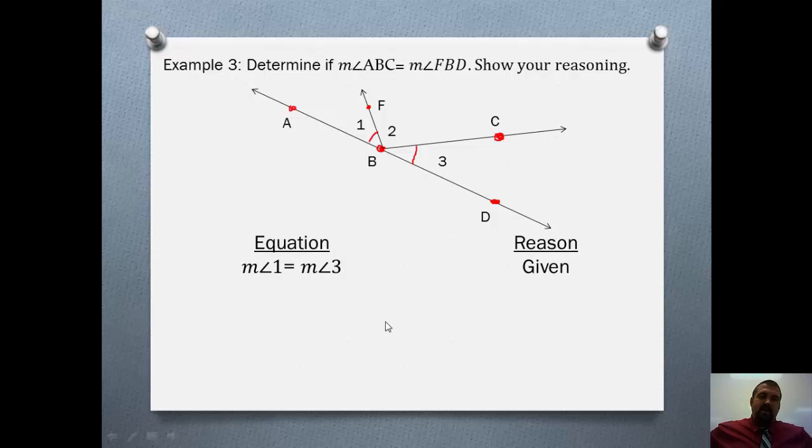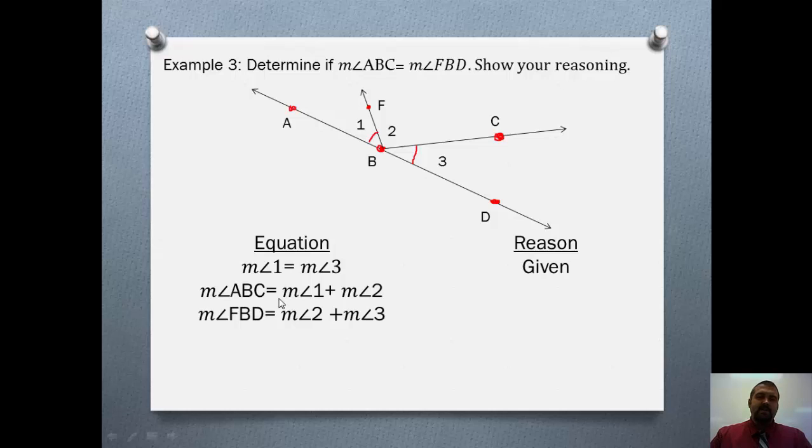So let's just see how maybe this would be used. In example 3 here, I want you to determine if measure of angle ABC is equal to measure of angle FBD. Show your reasoning. When I look at this diagram, the only thing I can say for sure is true is that measure of angle 1, or angle ABF, is equal to measure of angle CBD, or angle 3. And that's what I wrote here. It's given in the diagram. It's drawn.